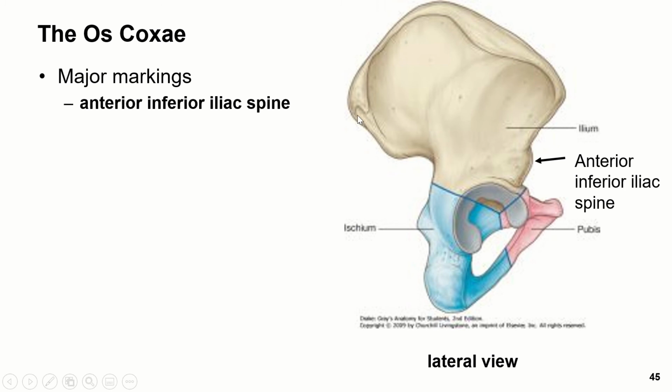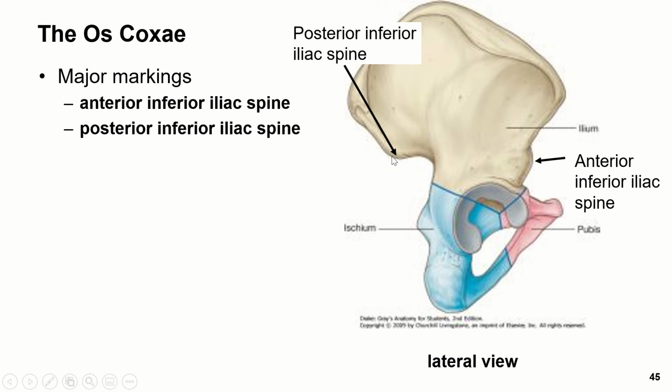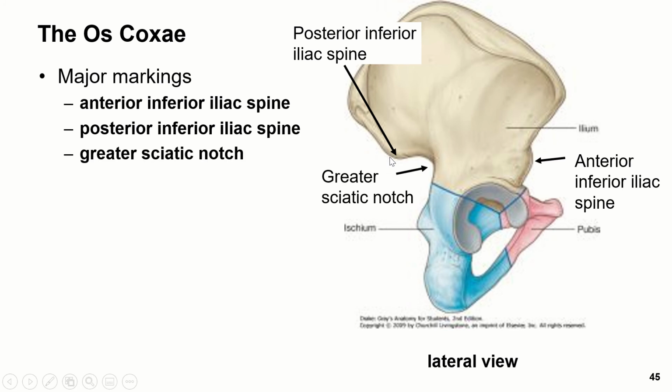The top of the crest, the angle is the posterior superior iliac spine. There's a little indentation, and the next angle is the posterior inferior iliac spine. Okay, so anterior superior, anterior inferior, posterior superior, posterior inferior. Now the posterior inferior iliac spine is right above this big notch that is called the greater sciatic notch.